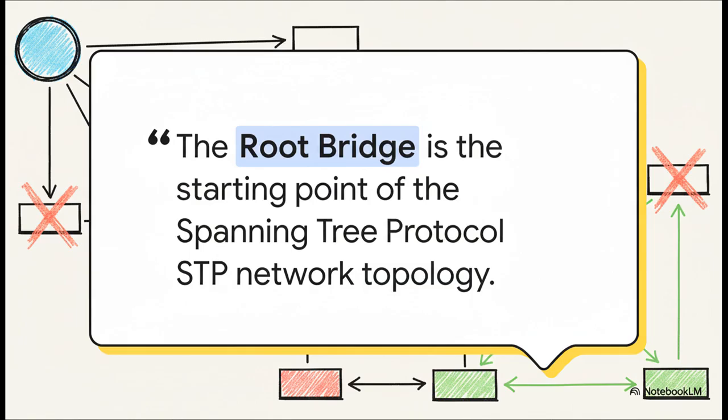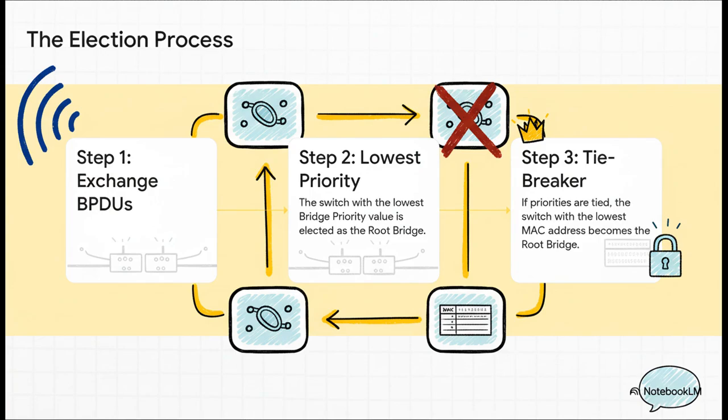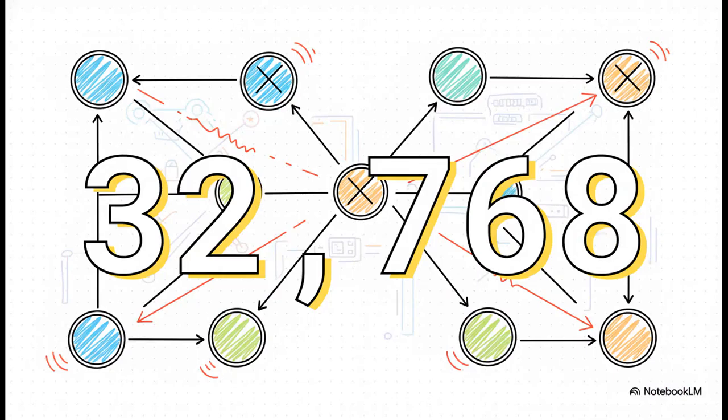It's the central point, the root of the tree, and every other switch in the network then calculates its single best and fastest path to get back to that root bridge. And the election itself is actually pretty simple. All the switches send out those BPDUs we talked about, and inside is their bridge ID. The switch that's advertising the lowest bridge priority value, well, that's the winner. It becomes the root. And if there's a tie, simple. The switch with the lowest MAC address wins. By default, all Cisco switches ship with a priority of 32,768. So what does that mean?